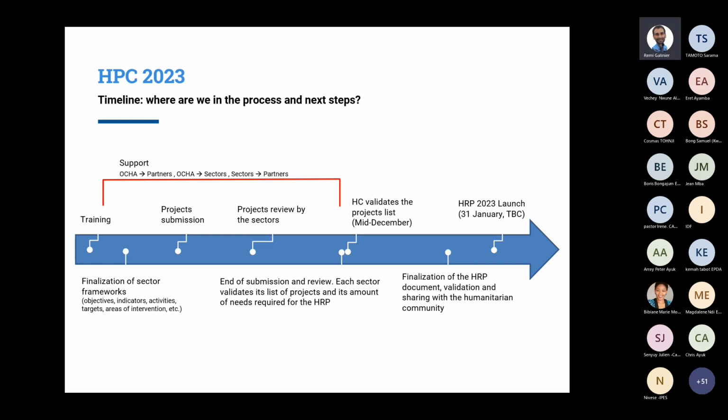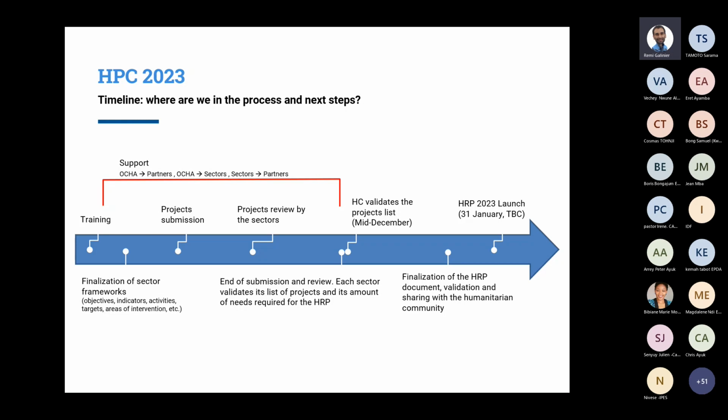This phase of project submission should last around 1 month, so until mid December. During this period you will also have the time dedicated for the project review by the sector and the group of sectors to validate their projects, as well as the review and validation.